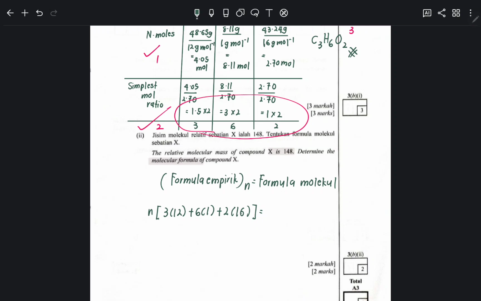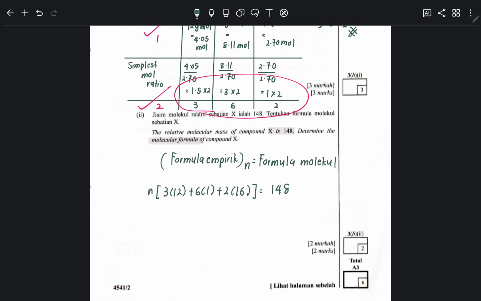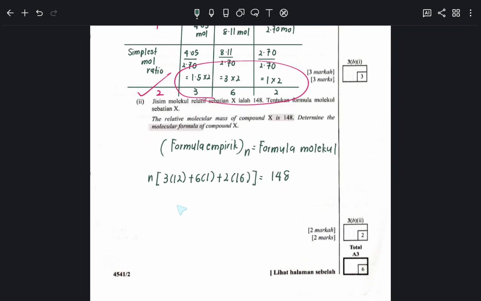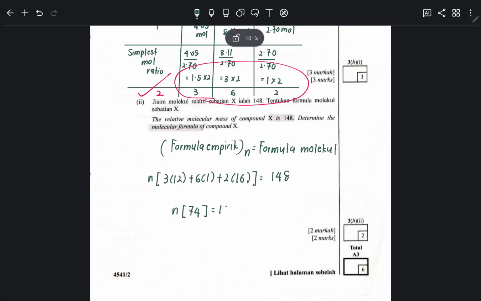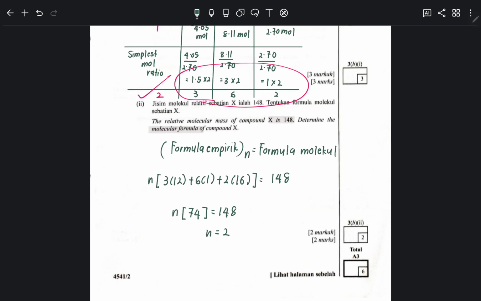Okay, equals, to get the molecular formula, first thing first you substitute 148 to find the value of n, because we don't know what your n is. Okay, find your n first. So you get n times 12 times 3, 36, plus 6. Okay, then plus another 32. Okay, you get 74, right? Okay, so what does n actually equal? Divide. Okay, you bring that to the other side. So 148 divided by 74, you will get 2. Okay, so this is your value of n.